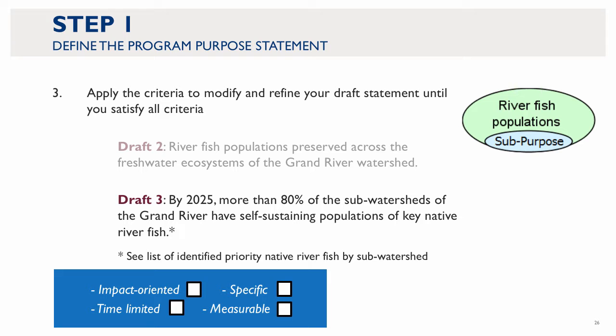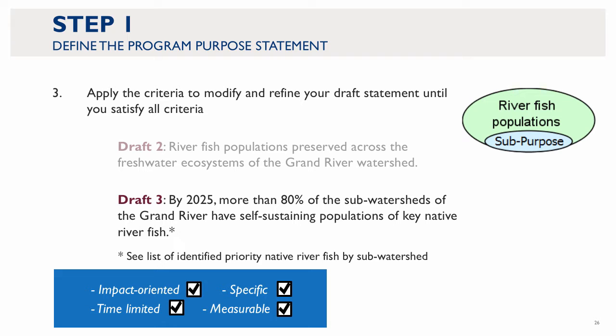Let's go through the criteria again. This draft is still impact-oriented. It focuses on achieving self-sustaining populations of river fish. Is it time-limited? Yes. It now says by 2025. Is it specific? Yes, it says sub-watersheds and key native river fish. The asterisk at the end of the statement indicates they have additional information which would make this statement even more specific. Is it measurable? Yes, you can count sub-watersheds and verify if they have self-sustaining populations.